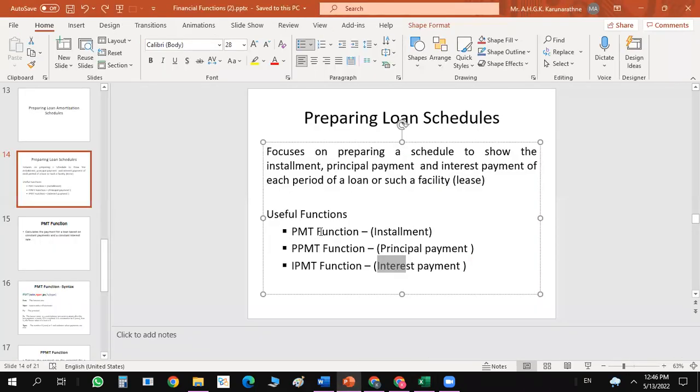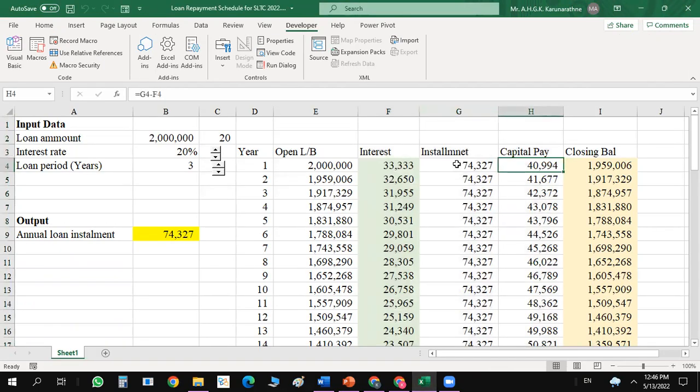Here the 3 functions let you compute these. First function, the PMT function, lets you compute the installment, that is constant in all the cases. Then the second function, PPMT, that is principal payment or loan repayment, that means these columns. Third one, IPMT, that is interest payment, that is how to compute interest, like this. Okay.